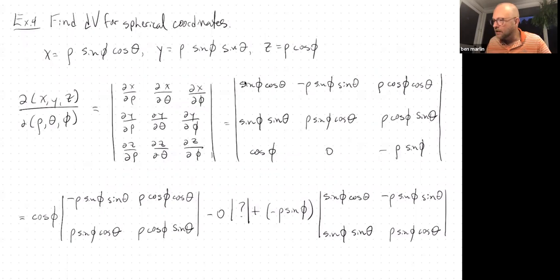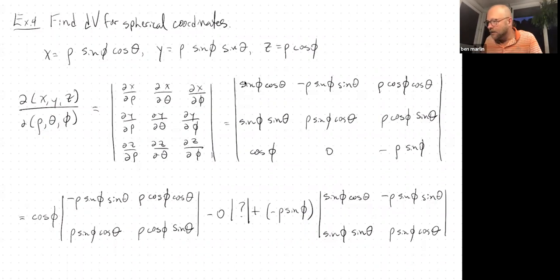So this time here, we've got a dv for spherical coordinates that is rho squared sine phi. And we want to go ahead and show why it is rho squared sine phi. Now, in the process, what we're going to run across is that the coordinate system that your textbook uses is stupid. It should reverse the theta and the phi, but it's written the way it's written.